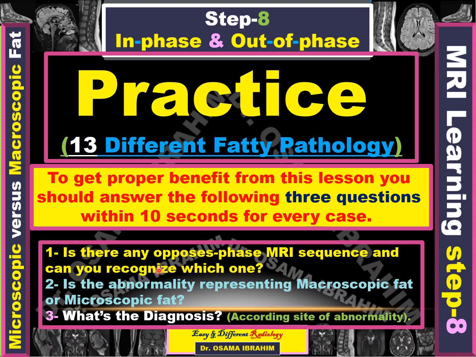The questions you should answer in the next 13 cases are: is there any opposed phase MRI sequence, like I described in the first slide, and can you recognize which one it is? The second question is whether the abnormality represents macroscopic fat or microscopic fat, depending on the first question, because if there is a drop of signal within the opposed phase or out of phase, it represents microscopic fat. After that, what is the diagnosis, according to the microscopic or macroscopic fat, depending also on the previous 2 questions, and according to the site of the abnormality. So let's practice through a couple of cases, 13 cases actually, and let's go.